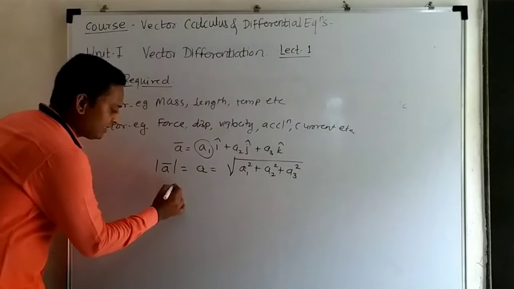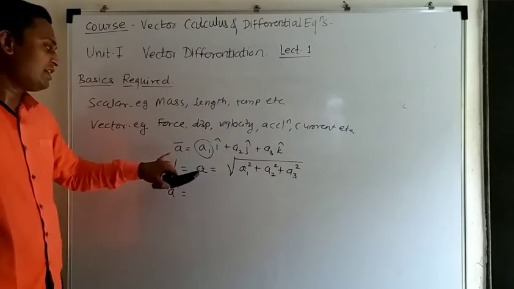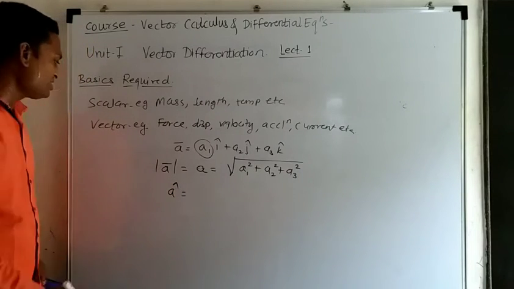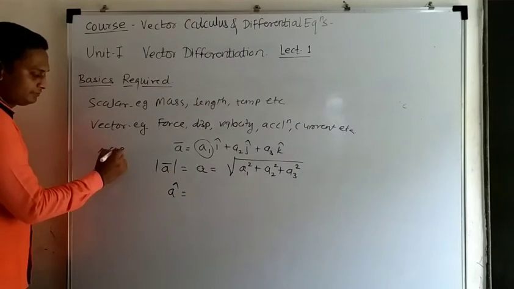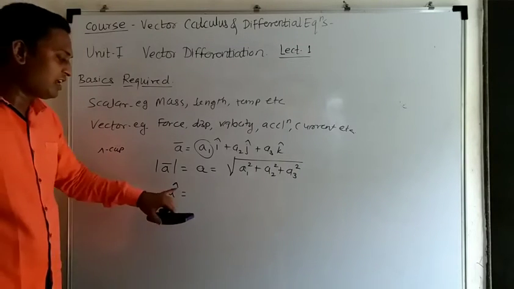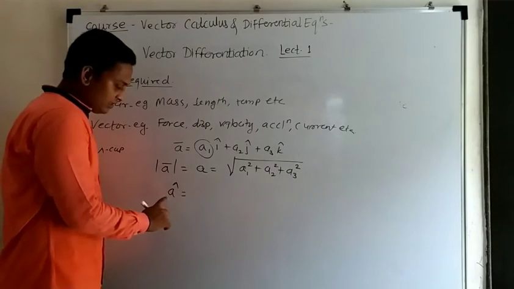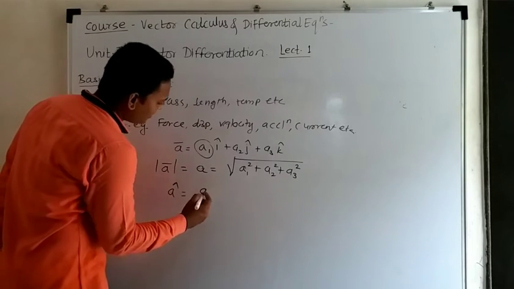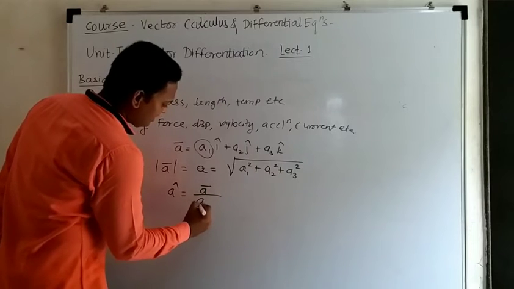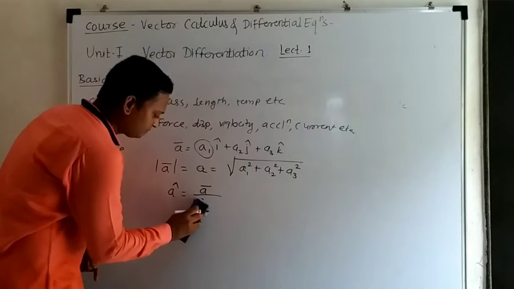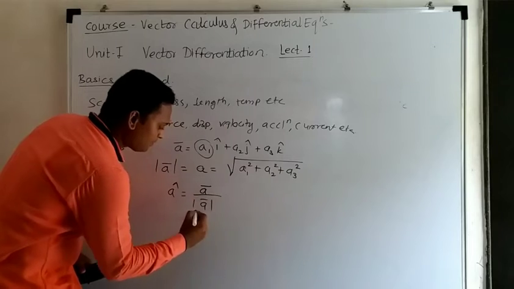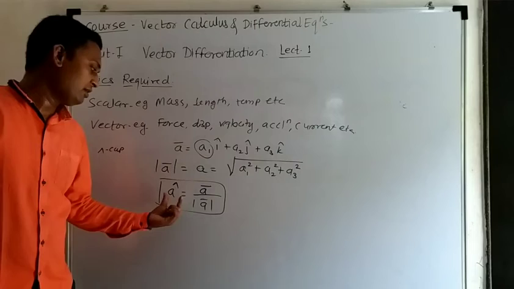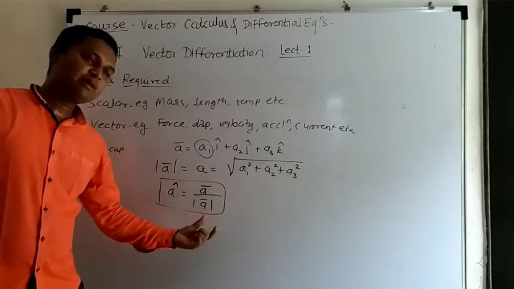Okay, after that, direction. Direction of any vector A bar we denote by cap over that vector. So this notation is called as cap. We can read it as A cap. So the direction of any vector A bar is denoted by A cap, and it is given by A bar divided by magnitude of A bar. So this is how one can calculate mathematically the direction of the vector A bar. It is equal to that vector divided by its magnitude.